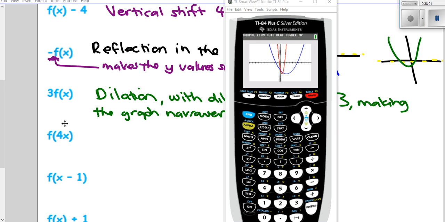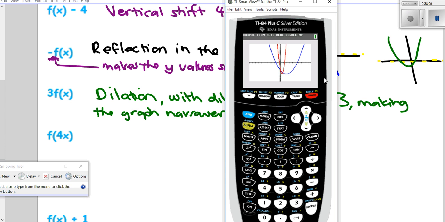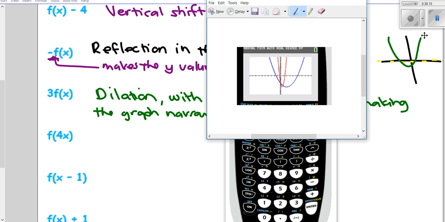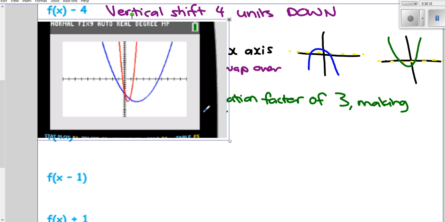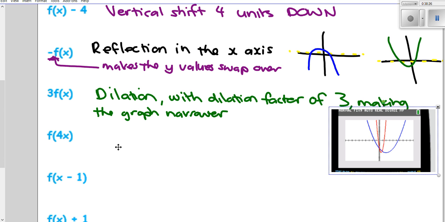So I'll take a little copy of that with the snipping tool. Take a little snip of that. There you go, put that there. So we'll call this one dilation factor, so this one is a vertical. So this one here, the 3f(x), is a vertical stretch or compression with scale factor 3.